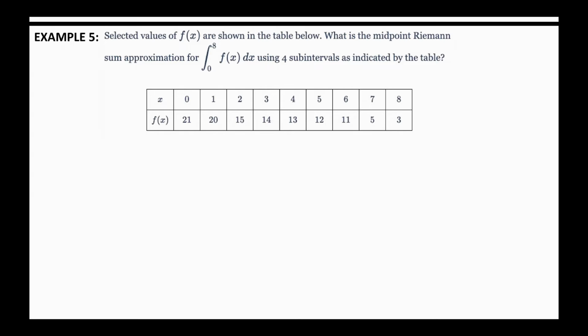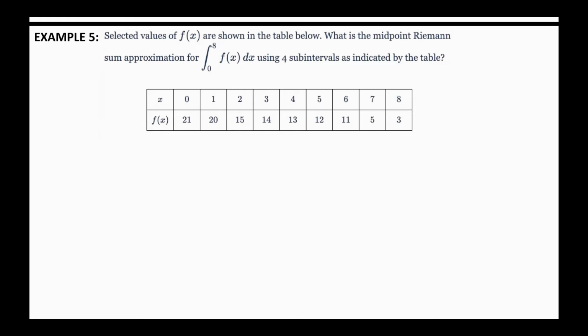Selected values of f of x are shown in the table below. What is the midpoint Riemann sum approximation? So here are our bounds. We have to find the area under the curve from 0 to 8. This little S-type symbol should look familiar. We saw that with antiderivatives. Again, it means integrate, so what we're doing is integrating, just using a different method.